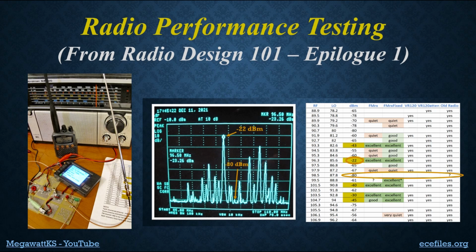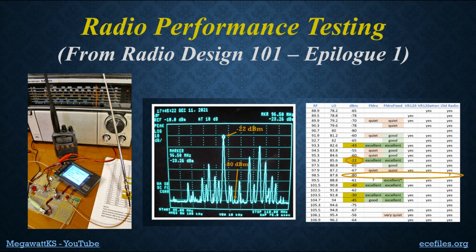Now, at the end of the Radio Design 101 series, we had a working receiver that was awesome. However, getting something working is only the first step if you're trying to build a competitive product. You really need to make it work as well as possible. And so there were a couple, 2-3 epilogues of Radio Design 101 series that came after the main videos. And this is from epilogue 1.